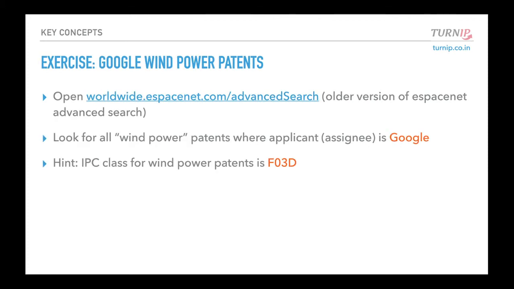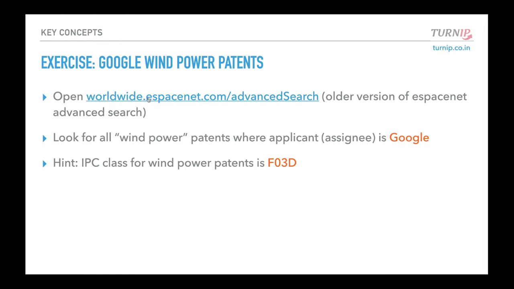I would like you to do one more exercise. For this exercise, I'd like you to go to the older version of Espacenet because it's more intuitive, and for beginners, you can know which field you are typing in. What I'd like you to do is find patents in the field of wind power, which is F03D IPC, where the assignee, the applicant, has to be Google. So we want to see Google's patents in the field of wind power.